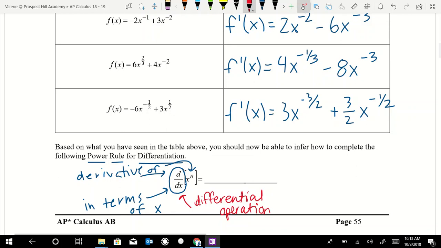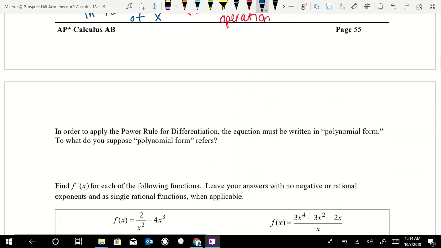So this notation is important, and the power rule for differentiation says that if we're looking for the derivative of some sort of polynomial or polynomial type function, we bring down the exponent, so it'll be n times x, and we subtract 1 from the exponent, so n minus 1. So you bring down the exponent and subtract 1 from the exponent. Okay, so now let's move on to the next page.